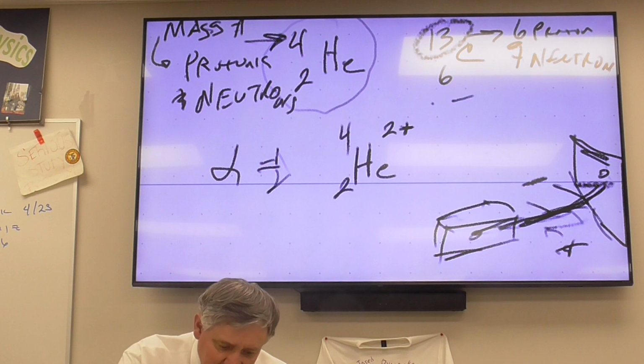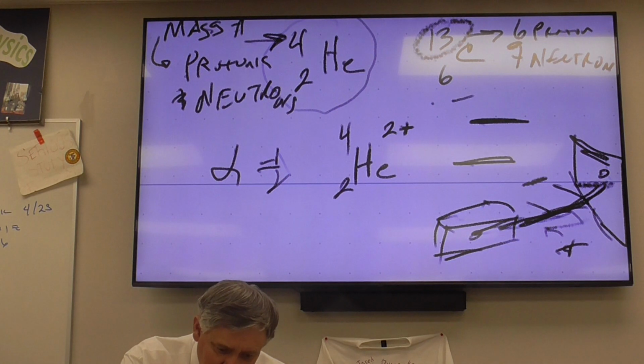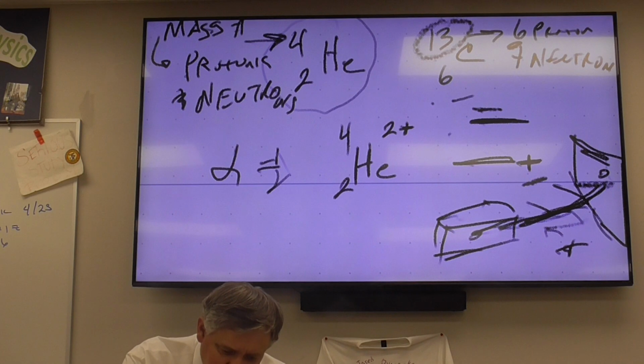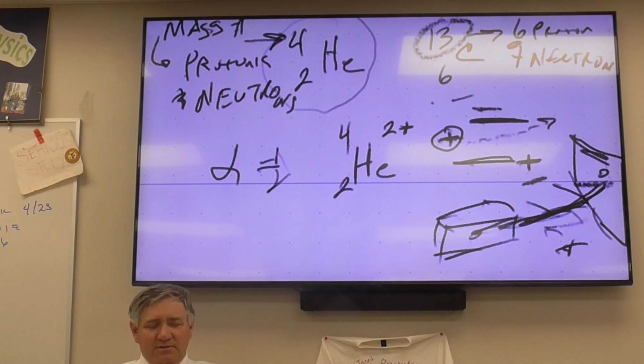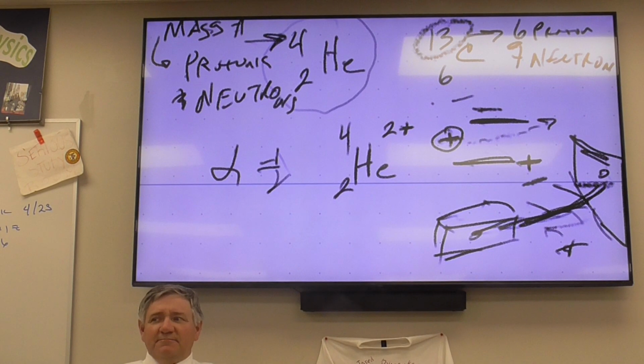If this was the electric field, negative up on top, positive down below, and you're shooting this positively charged particle through it, it's going to deflect this way. It's a positive charge. How would you set up the magnetic field to make it go straight?